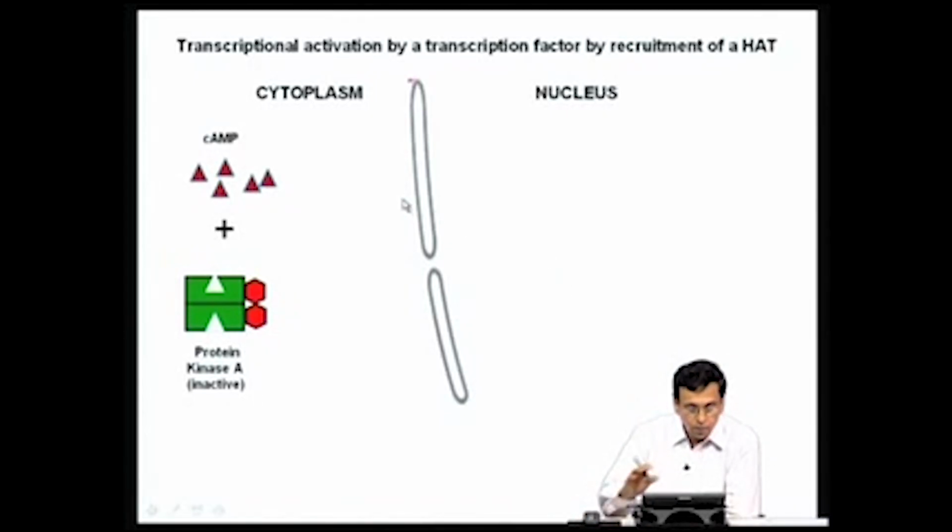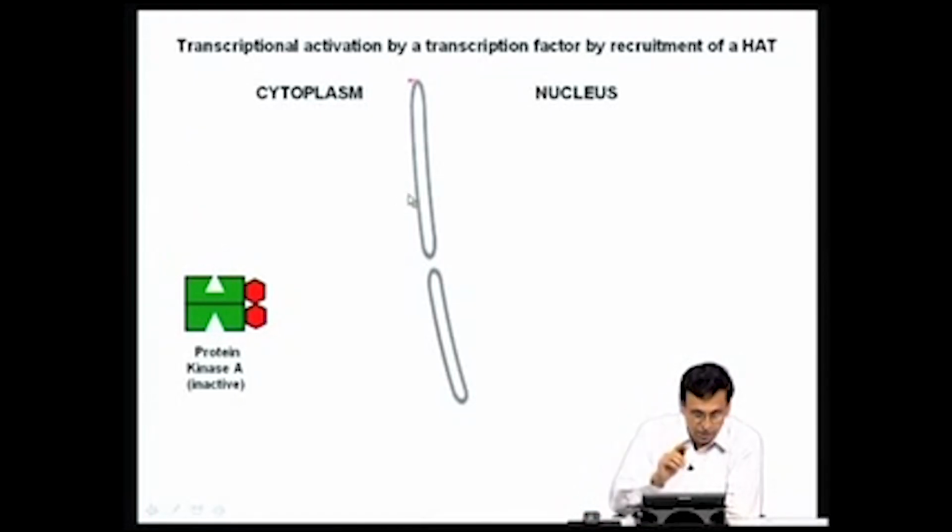Now, when cyclic AMP is not present in the cells, there is an enzyme called protein kinase A which is present in the cytoplasm of cells, and this enzyme has two regulatory subunits and two catalytic subunits. The regulatory subunits I have shown in green, the catalytic subunits I have shown in red. As long as the regulatory subunit is associated with the catalytic subunit, this protein kinase A remains in an inactive form. So, it is not enzymatically active; it cannot add a phosphate group to a protein.